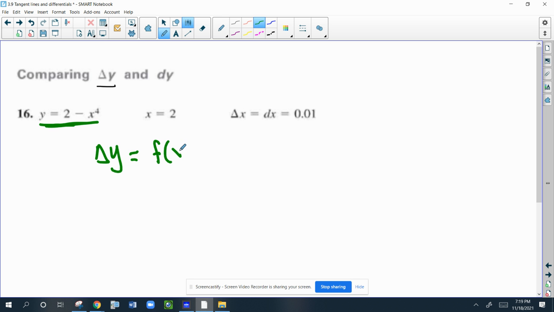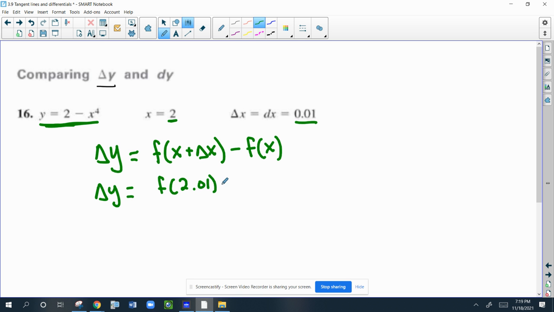It's the value of the function at x plus delta x, meaning the value of the function after the change, minus the value of the function before the change, so just f of x without a delta x. So to calculate that, you would do f of 2 plus 0.01, and then minus f of 2. So you're going to plug these in.